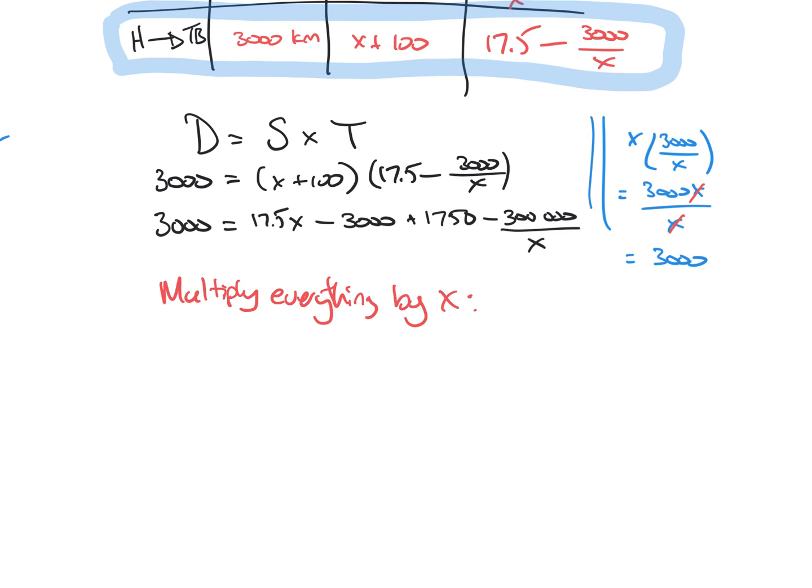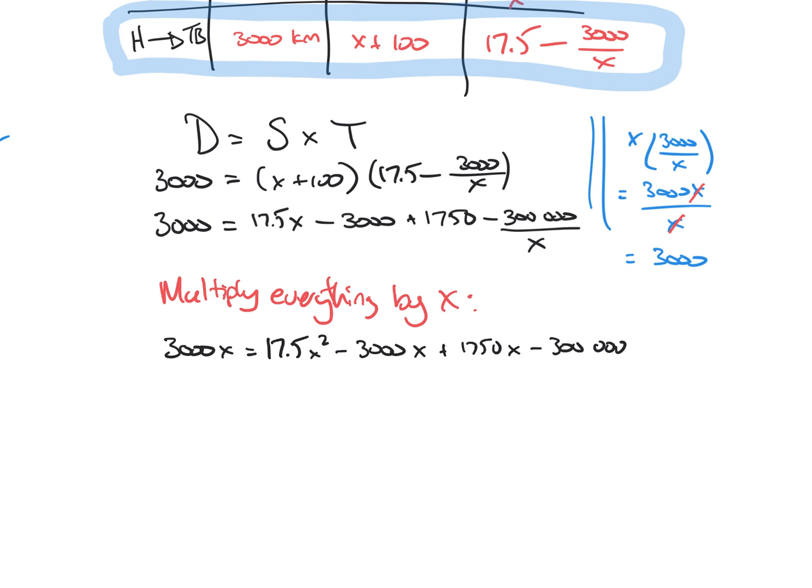So the first term on the left becomes 3,000x. The first term on the right becomes 17.5x squared. There was an x. We multiply it by another x. So we get x squared. Then we get minus 3,000x plus 1,750x. Using the same logic we used before, if we multiply 300,000 over x by x, we just get 300,000, full stop.